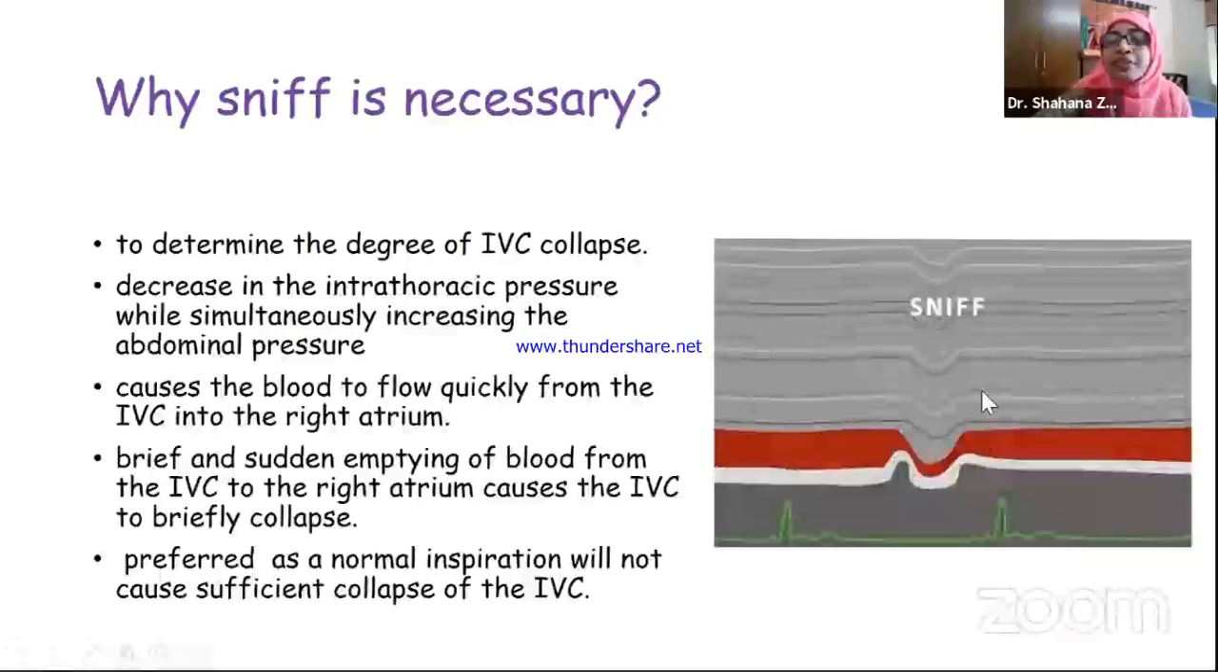Now, why is sniff necessary? Sniff is preferred to normal inspiration because normal inspiration is not sufficient for collapsing the IVC. Sniff is the exaggeration of the normal inspiratory process. It decreases intrathoracic pressure as well as increases the intra-abdominal pressure. For that reason, blood flows quickly from the inferior vena cava to the right atrium. This brief and sudden emptying of the blood from the IVC into the right atrium causes the IVC to briefly collapse.